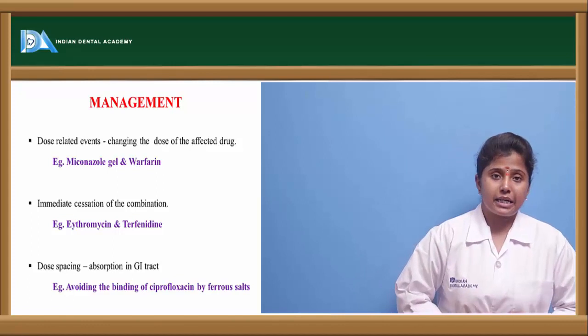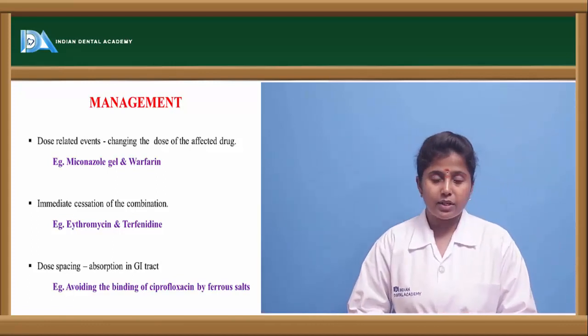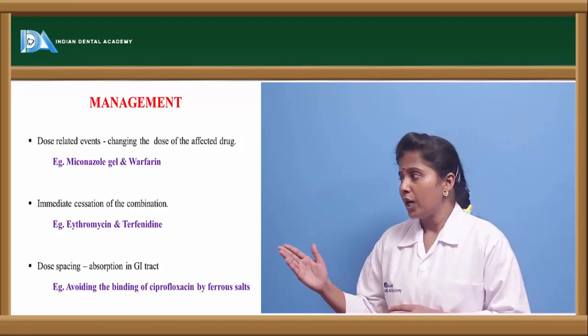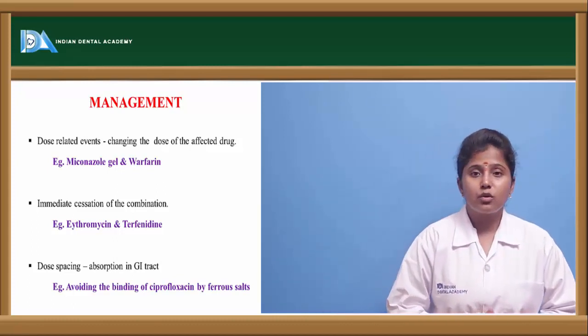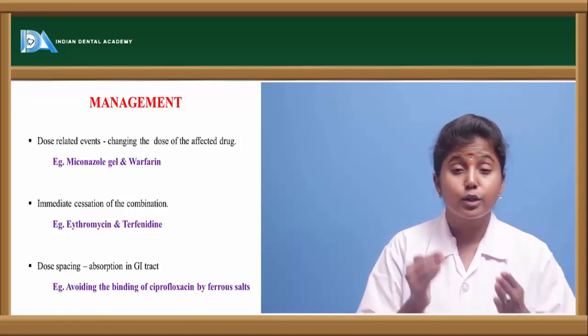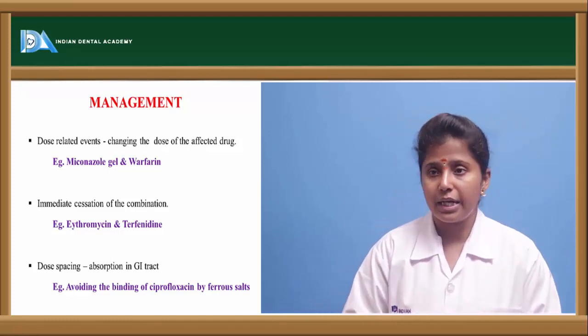The other one is management. How are drug interactions managed? The first thing is dose-related events. We have to be very careful regarding the administration of dose. For example, miconazole gel and warfarin have narrow therapeutic indexes. So the dose of these drugs should be monitored in order to prevent drug interaction.